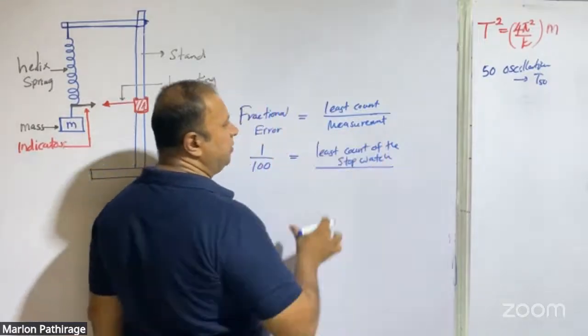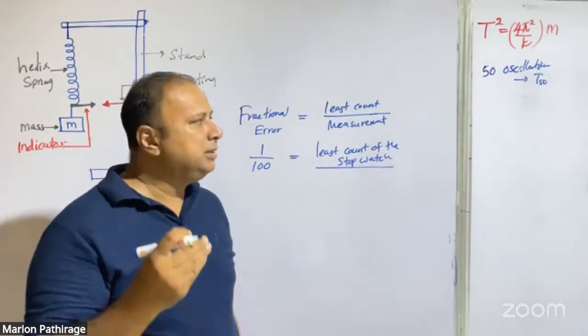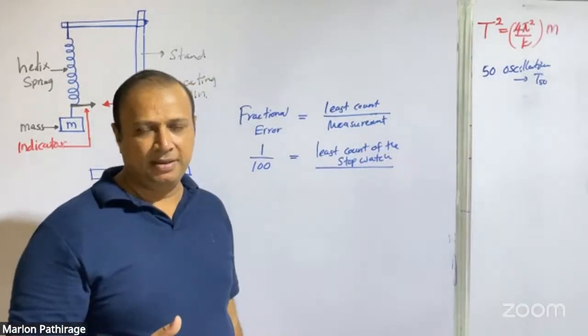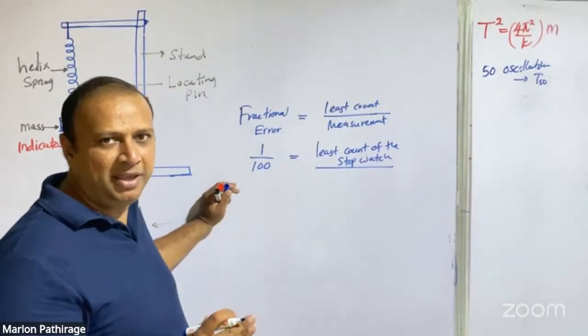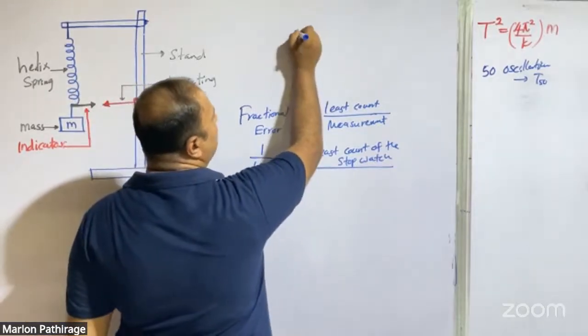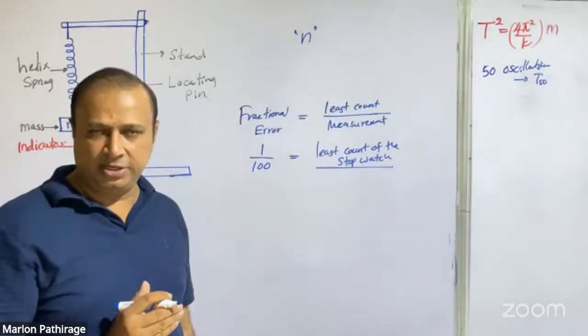Divided by measurement. Measurement means time taken for 50 oscillations. I don't know the number of oscillations. Now I am going to determine that number today. Suppose we are going to measure n number of oscillations.